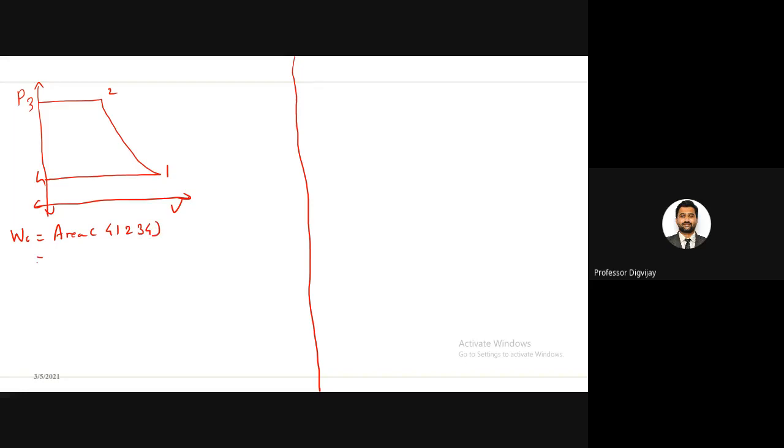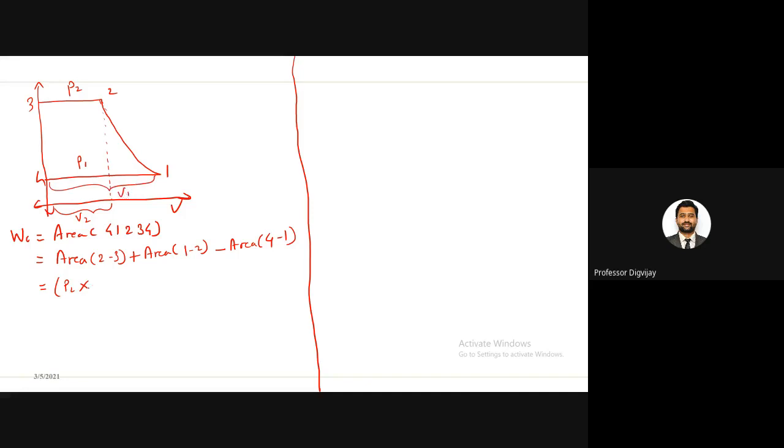How to calculate this area? This will be equal to area 2 to 3 plus area 1 to 2 minus area 4 to 1. Now this area 2 to 3, in this case, one side is P2. So this is a pressure. Here is pressure P2. Here is pressure P1. So P2 into this side, V2. This is V2 and this one is V1.